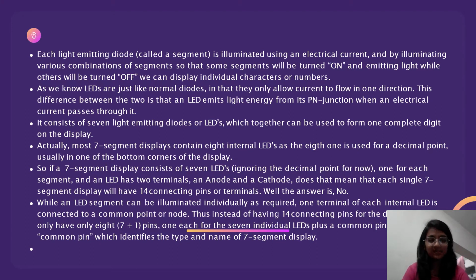So, if a 7-segment display consists of 7 LEDs, if we ignore the decimal point for now, then one for each segment, and an LED has two terminals, anode and a cathode. So we need 14 pins to connect it. While an LED can be illuminated individually as required, we can use one terminal of each internal LED connected to a common point or anode. So instead of using the 14 connecting pins, we can use only 8 pins, that is one for each individual LED and one common pin to connect the 7-segment display.